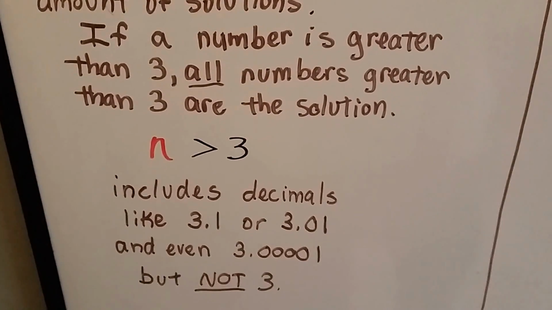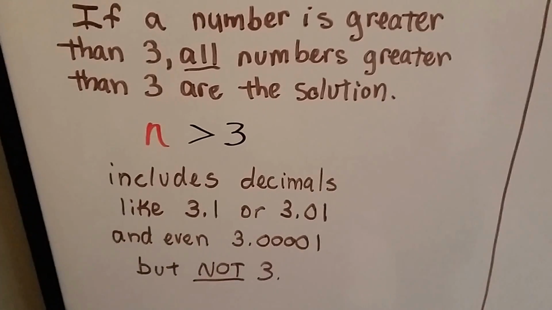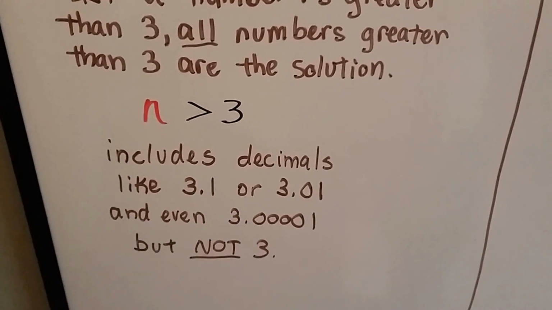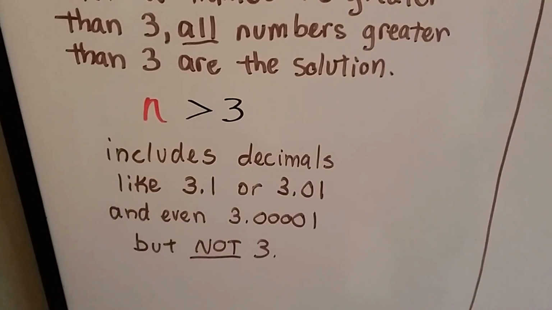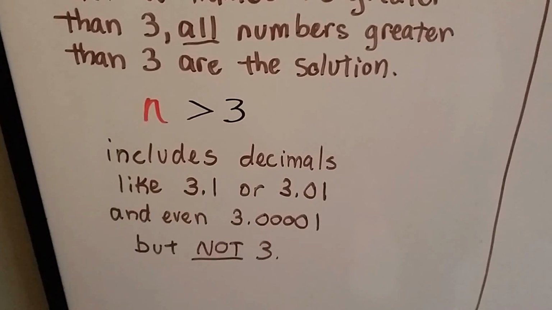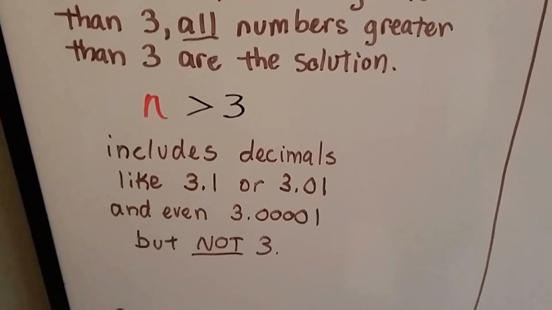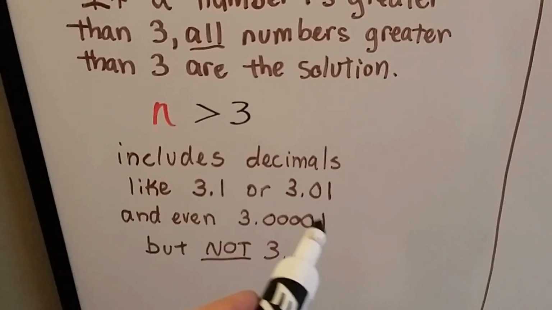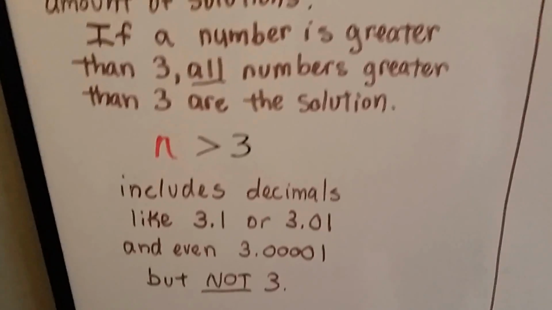So if n is greater than 3, well, that includes decimals like 3.1 or 3.01 and even 3.00001, but it doesn't include 3. It's just any number greater than 3. And even with a little tiny piece of a decimal like this, it makes it larger than 3, doesn't it?